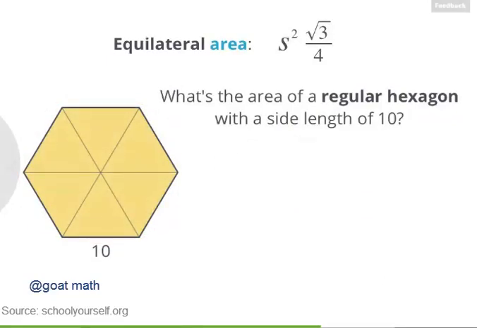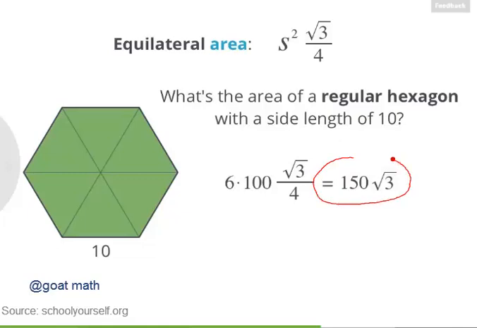Well done! First, you can find the area of one of these equilateral triangles with side length 10. It's 10 squared, or 100, times root 3 over 4. And this regular hexagon is made up of 6 of these equilateral triangles, so its area is 6 times 100 root 3 over 4, which equals 150 times the square root of 3.